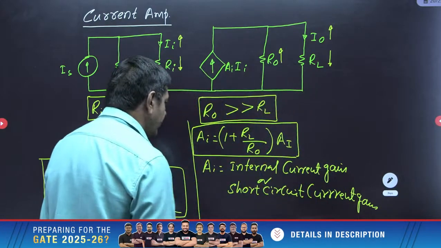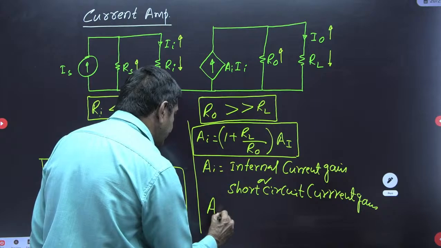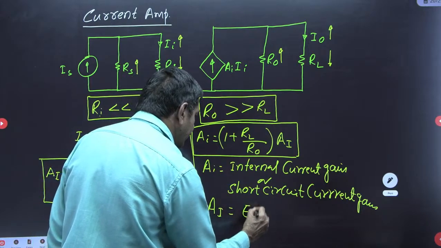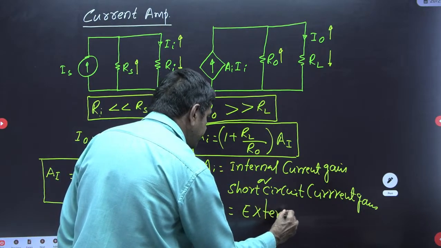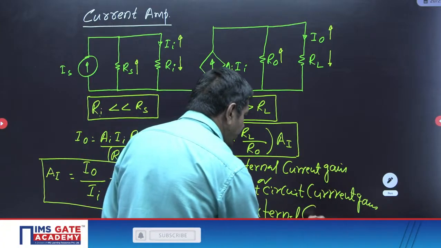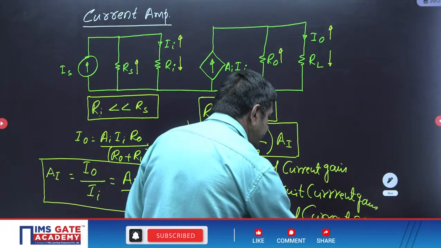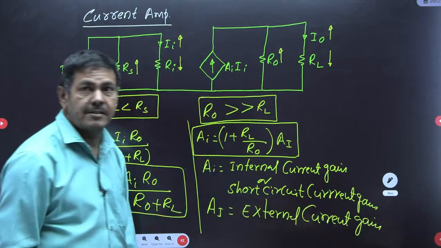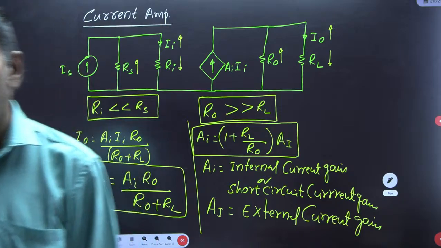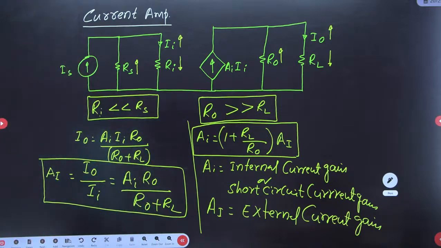Current gain is required. But A suffix capital I is nothing but the external current gain. Maybe these questions are asked sometimes. And the other two also I will explain, so you will get clarity.